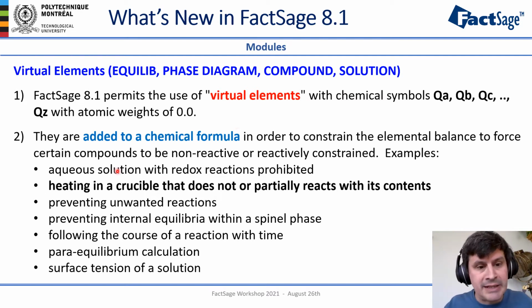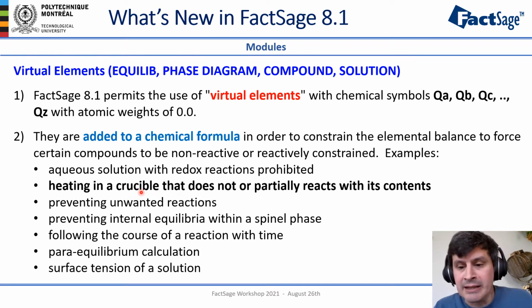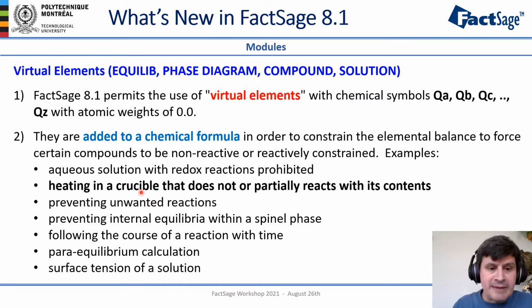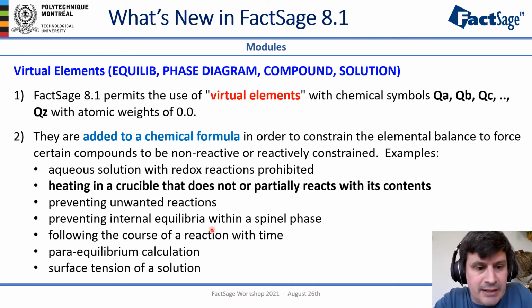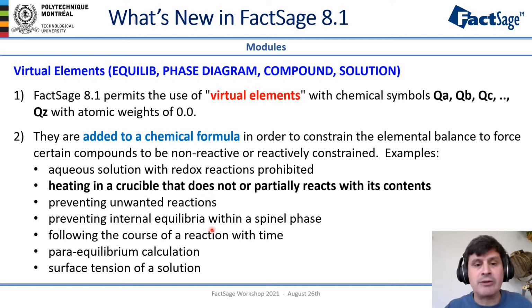For example, in an aqueous solution, you may want to affect the redox of sulfur species in the aqueous solution. This can be done with virtual elements. If you're heating a crucible that can, for example, not dissolve or not react with its content, but have the thermal effect absorbing heat from reactions, it can be done with virtual elements. Preventing unwanted reactions, preventing some internal equilibria in a solution, like a spinel, following the course of a reaction with time by defining the number of moles of species containing the virtual elements.